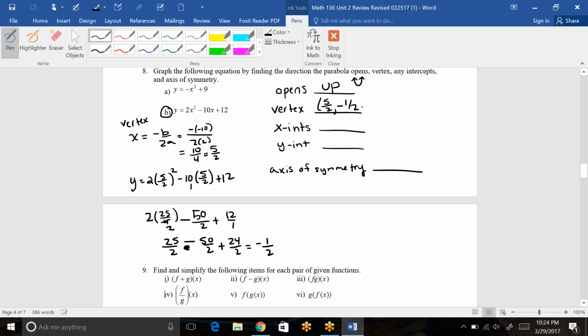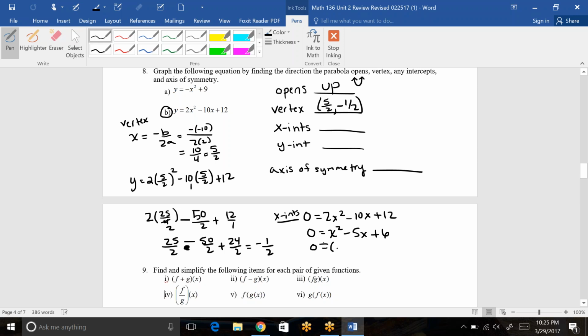So this is not going to be a pretty one to graph, but at least we know what the vertex is. The x-intercepts you find by setting the whole thing equal to 0. So this is to find your x-intercepts. If it was me, I would probably divide everything by 2 to get rid of that 2 in front because they're all even. So that would be x squared minus 5x plus 6. And notice I also divided 0 by 2, but it's still 0.